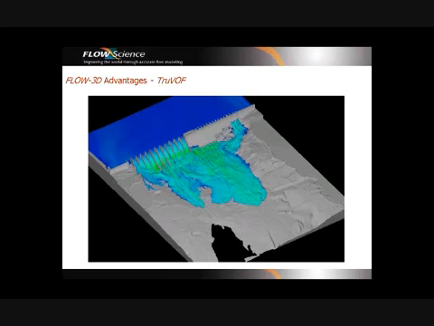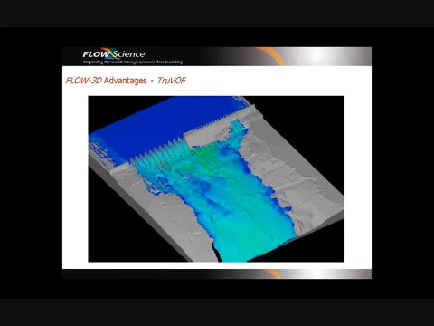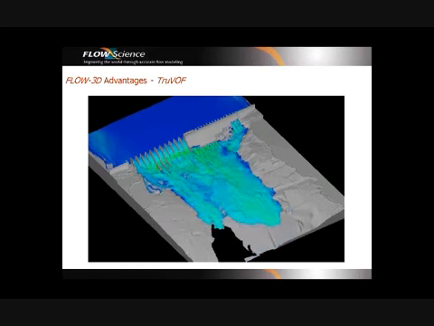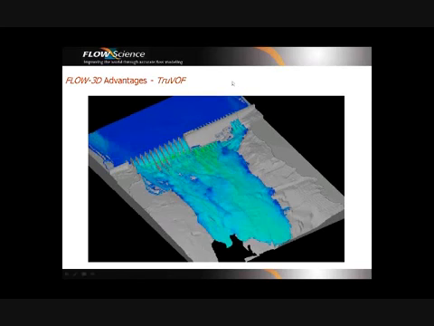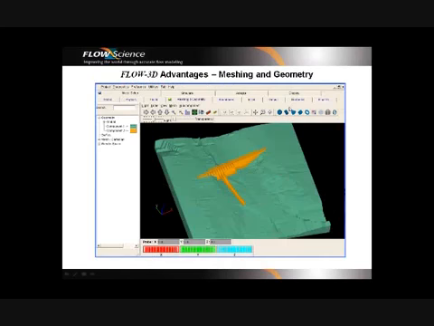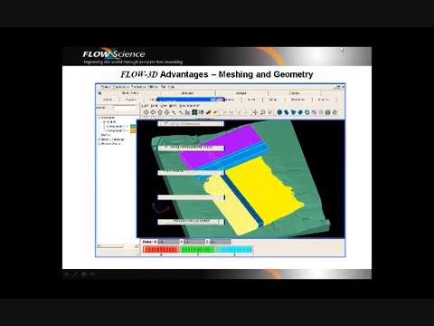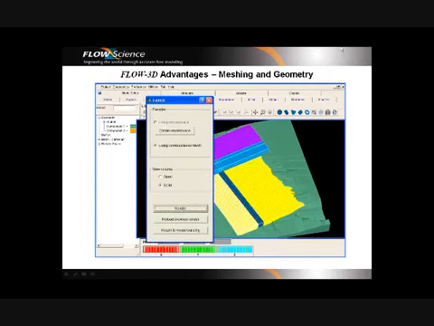Another advantage that Flow3D has is in its meshing and geometry features. Our FAVOR fractional area volume obstacle representation method permits true representation of a complex geometry in a simple Cartesian mesh. As a result, Flow3D can be used to simulate flow in complex hydraulic structures accurately and efficiently.